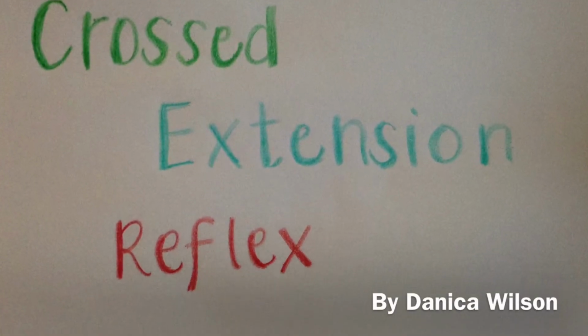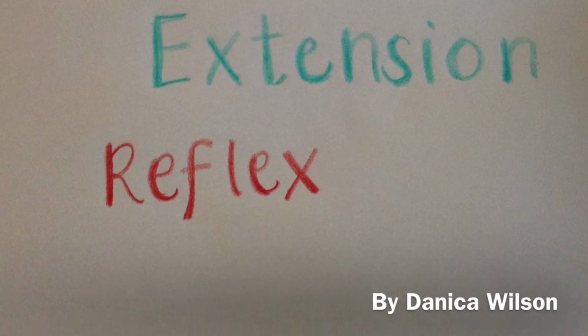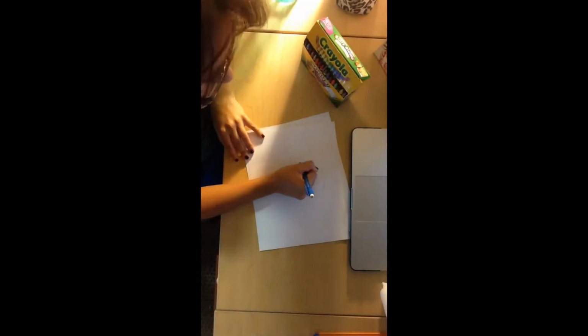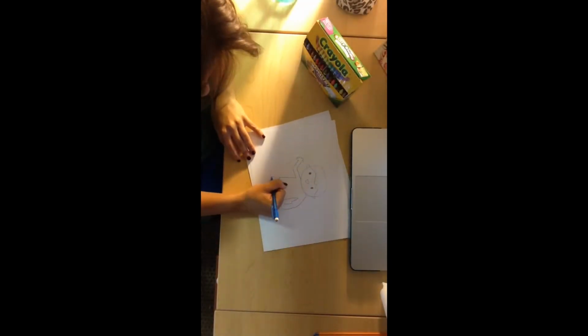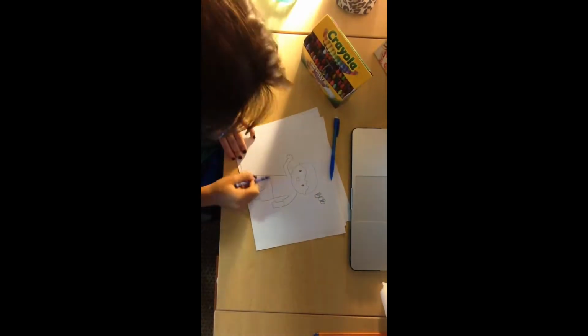This is Danica Wilson, and I'm here to explain the concept of cross-extension reflex. This is Bob. His little brother Sam left his Legos out on the floor.